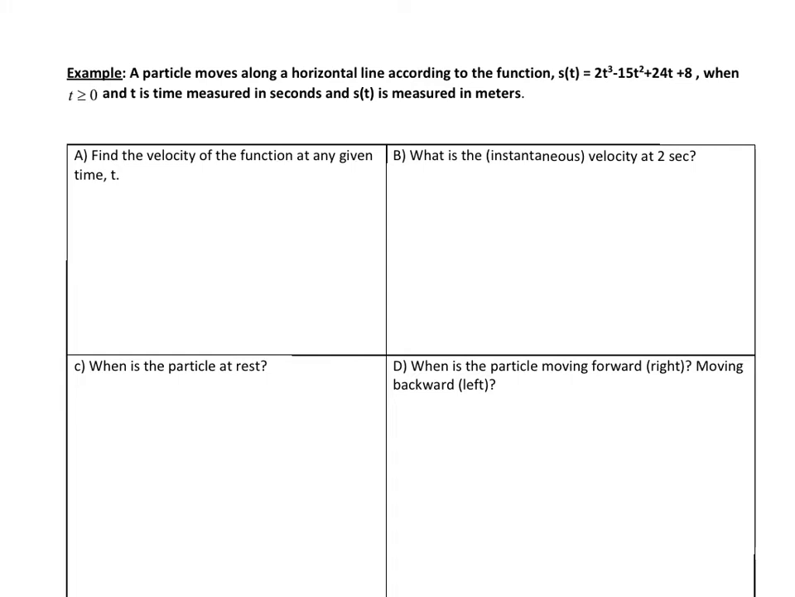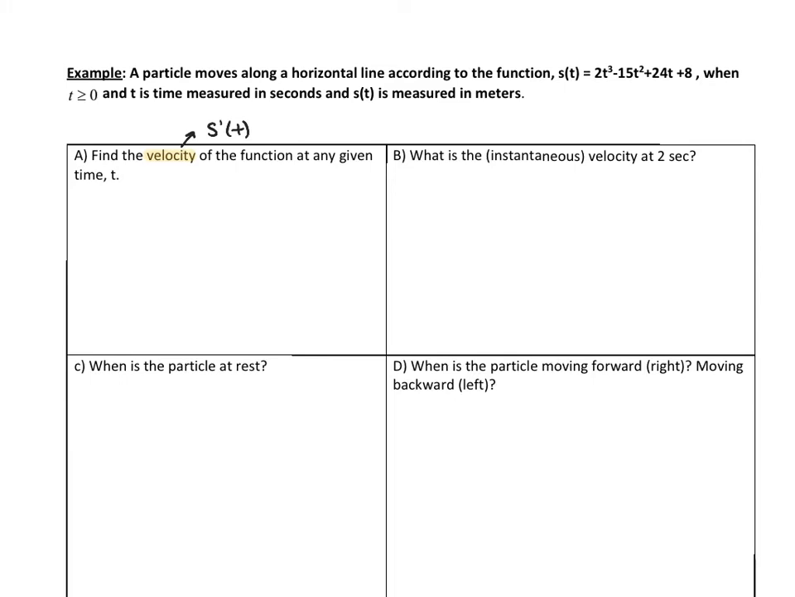Okay, so example number 1 says, a particle moves along a horizontal line according to the function s of t equals this, when t is greater than 0, and time is measured in seconds, and s of t is measured in meters. So this function will tell me where the particle moves across that horizontal line. The first part is asking you to find the velocity of the function. So if you look at the definitions from the chart in the previous slide, we know that the velocity is defined as s prime of t, or the first derivative.